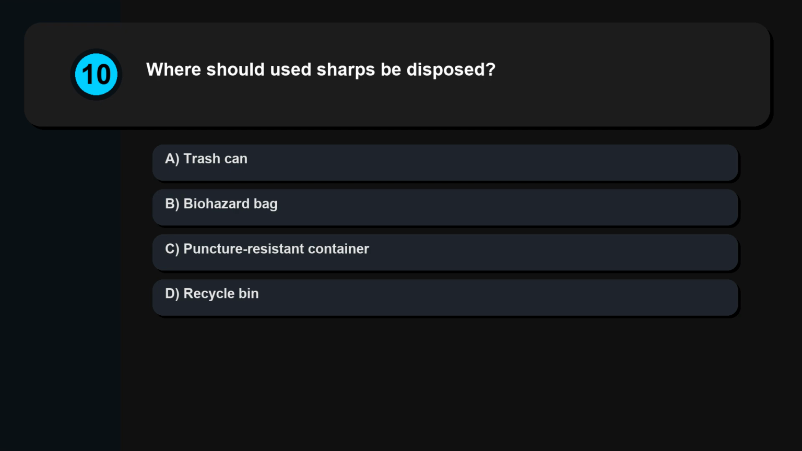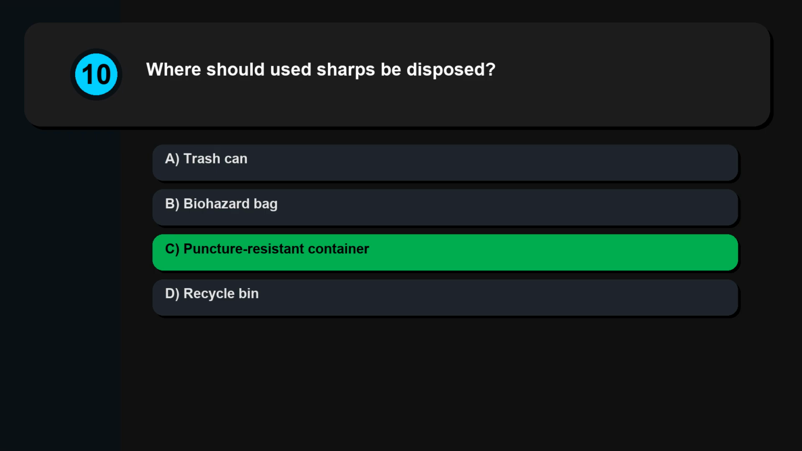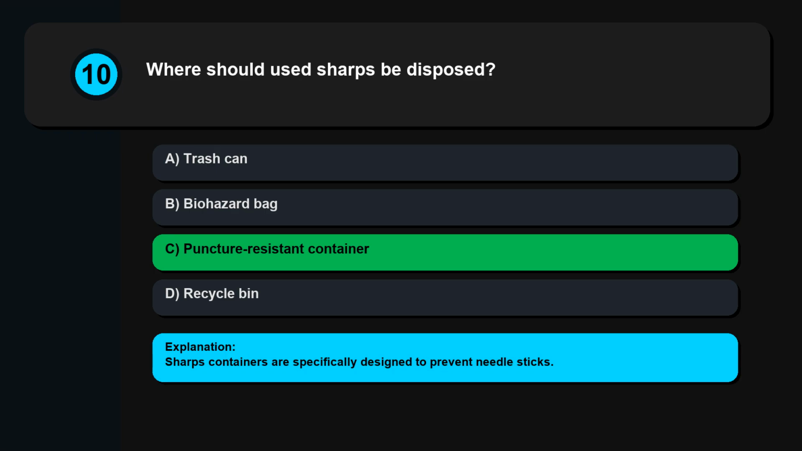Question 10. Where should used sharps be disposed? Trash can, biohazard bag, puncture-resistant container, recycle bin. Sharps containers are specifically designed to prevent needle sticks.